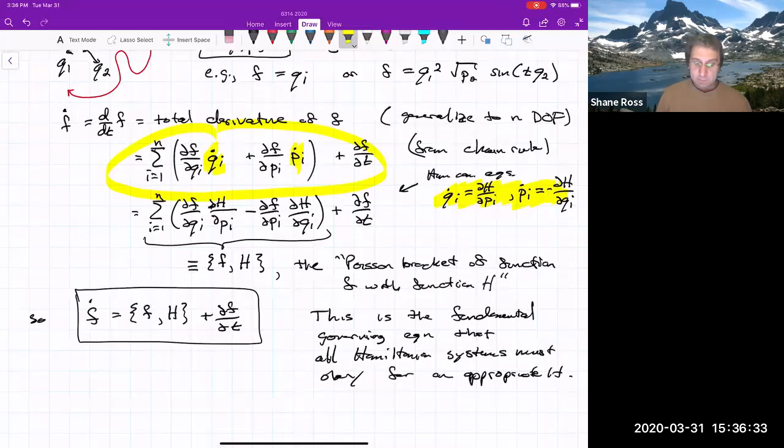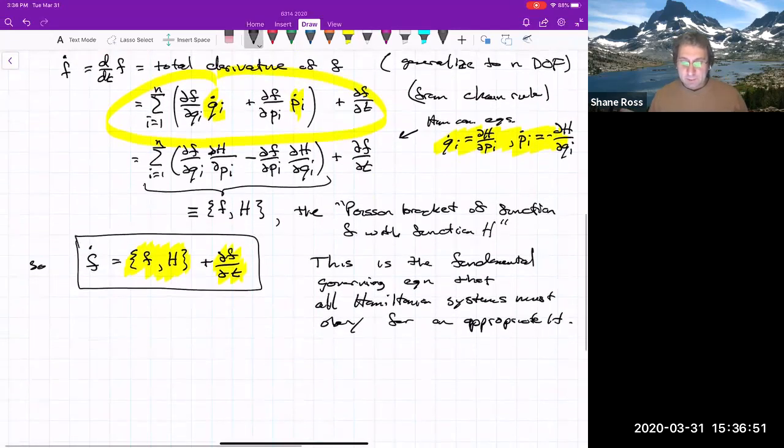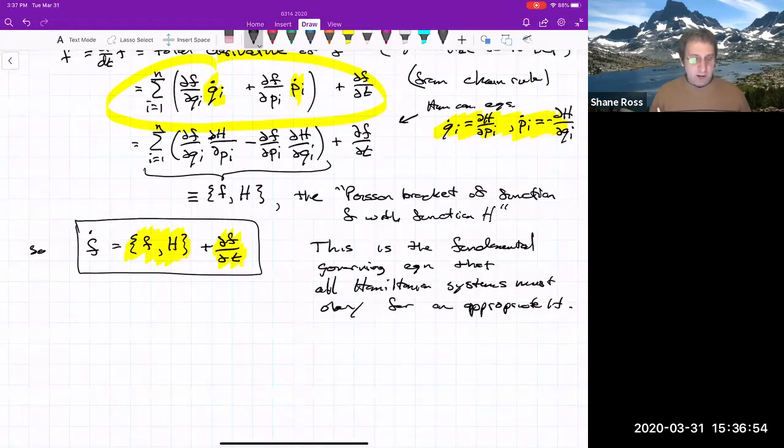If you do that, it provides a really compact way to write how a scalar function evolves in time. So f dot equals this Poisson bracket of f with h, plus a part that has to do with f explicitly depending on time. If you look at how we've defined this bracket, we'll get into what it all means. There are some symmetries there, but first, things get even easier if f doesn't depend on time.